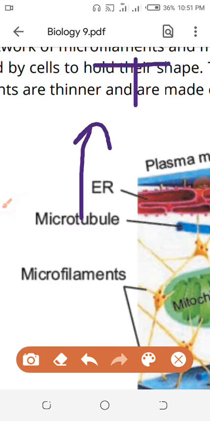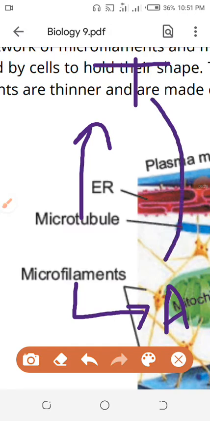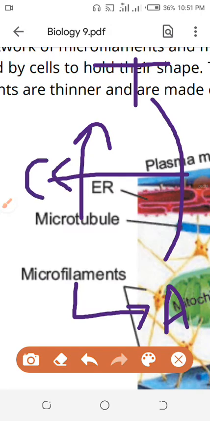The protein in the microtubule is tubulin. The protein in the microfilament is actin. Similarity between tubulin and actin: both are protecting. Why do they both protect? Because they are part of the cytoskeleton. The cytoskeleton is the protective system of the cell, so if they are protecting the cell, it means they are part of the cytoskeleton.